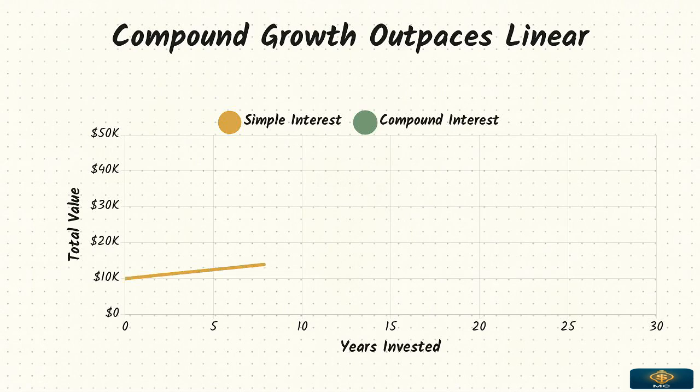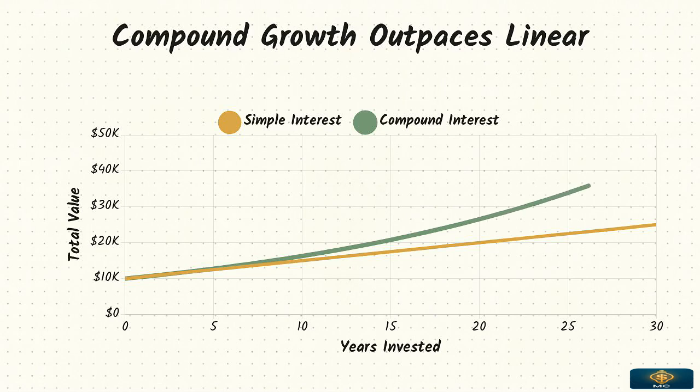On the left, we see simple interest. It moves in a straight line because only your original deposit earns money. The growth rate never increases. On the right side of the graph, we see compound interest curving sharply upward. In this model, you earn interest on your initial deposit, and then you earn interest on the interest you've already accumulated.